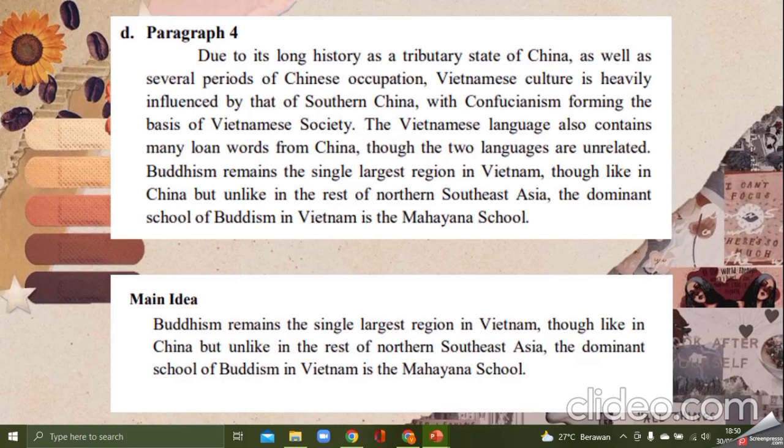Like in China, but unlike in the rest of northern Southeast Asia, the nominal school of Buddhism in Vietnam is the Mahayana school.